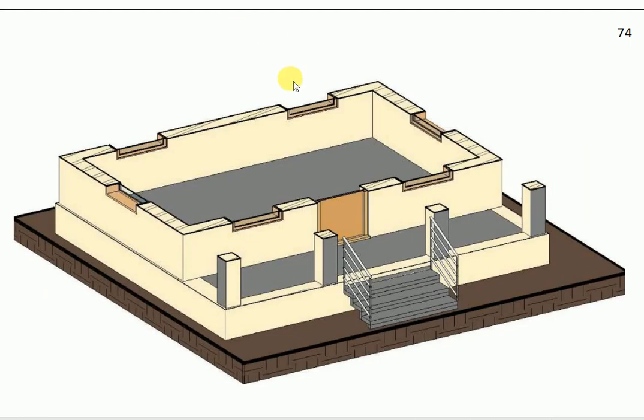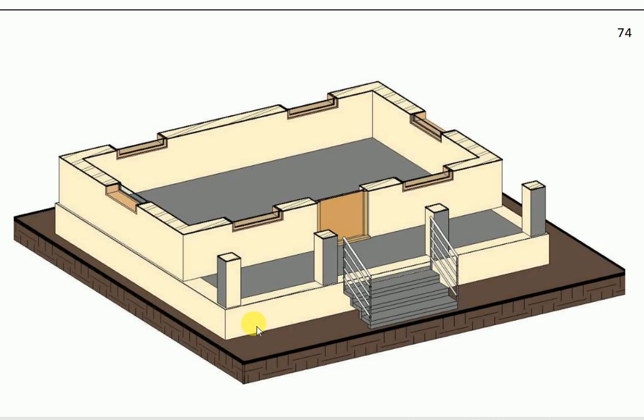The next term is plinth. The portion of a building between ground level and floor level. This is ground level, this is floor level. The portion of a building between ground level and floor level is called plinth. This is called plinth.